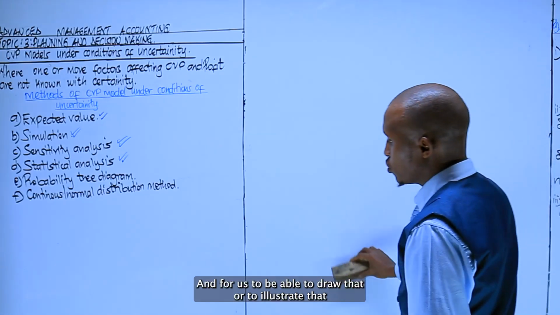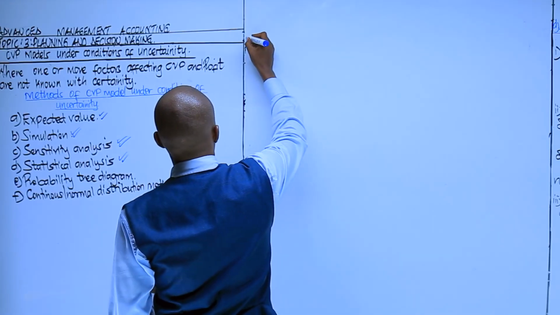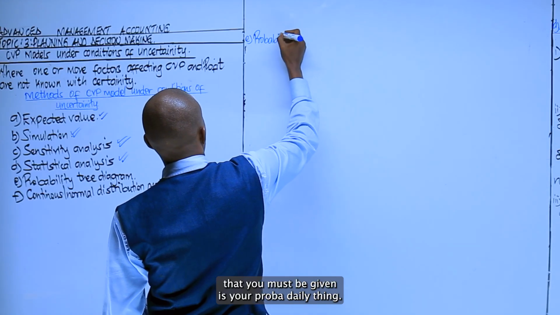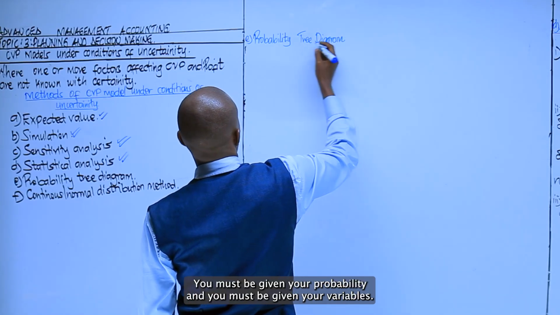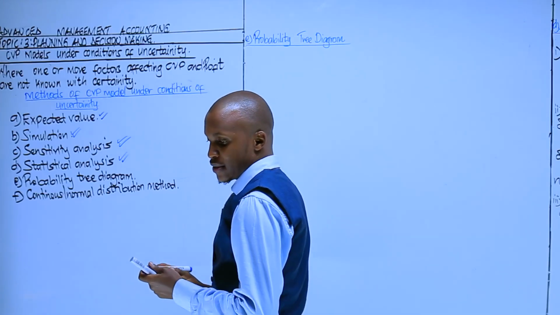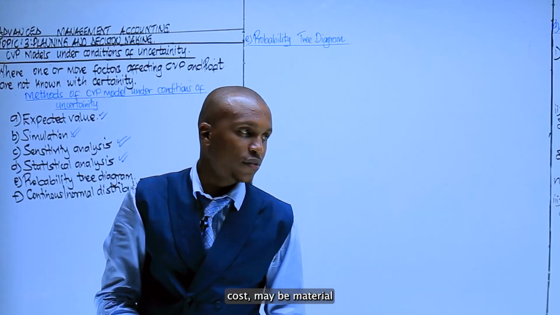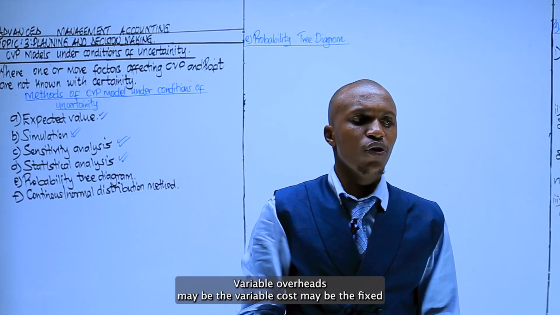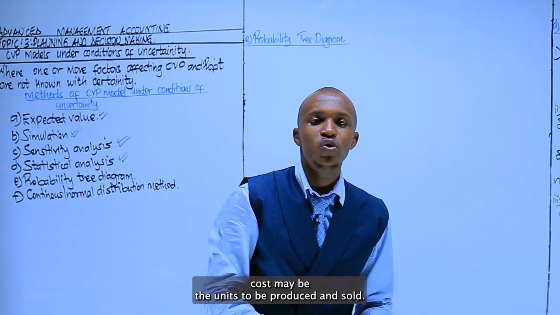For us to be able to illustrate that, there are certain items we must be given. You must be given your probabilities and your variables. Your variables here may be labor cost, maybe material cost, maybe direct expenses, variable overheads, maybe the variable cost, maybe the fixed cost, maybe the units to be produced and sold.